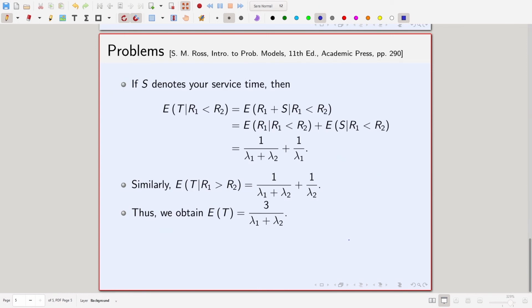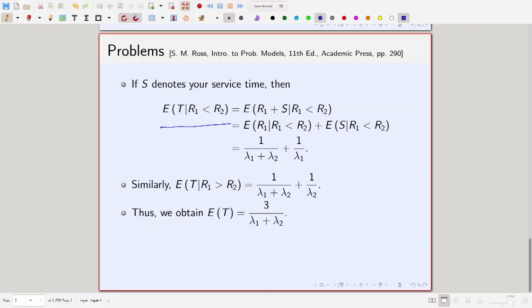Fine. Now we need to calculate these two things. If S denotes your service time, then consider expectation of T given R1 less than R2. Remember T is the total time you spend in the post office. We can divide it into two parts: the time you wait and then the time you get service. How much time do you wait? You wait R1 amount of time. Why? Because the customer with the first clerk leaves first and then you immediately join clerk 1.